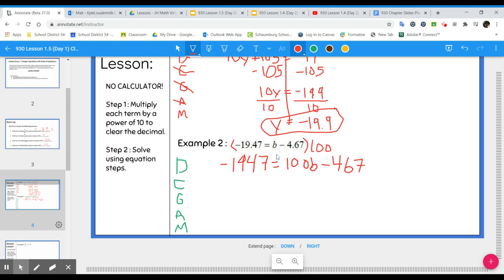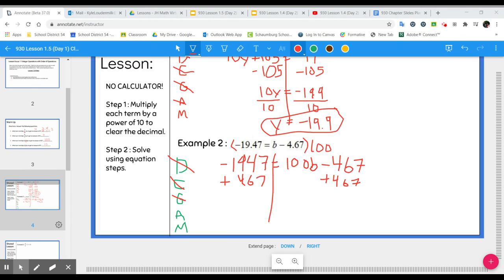All right. Now, I've distributed. Again, I don't have to combine like terms. I don't have to get the variable on one side. They're all on one side. I'm going to add or subtract my constant. So I'm going to add 467 to both sides. So these are different signs. So I'm actually going to do 1947.